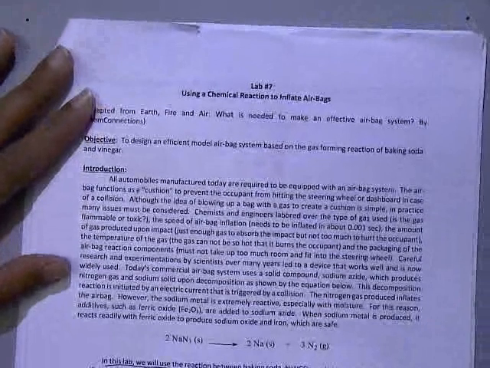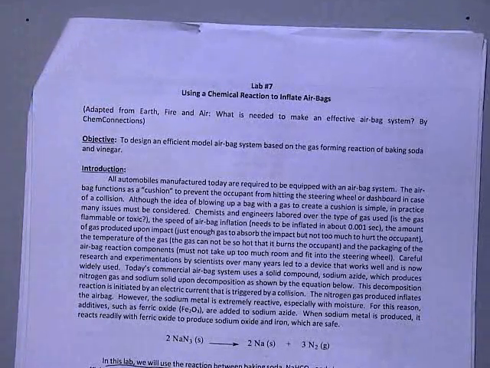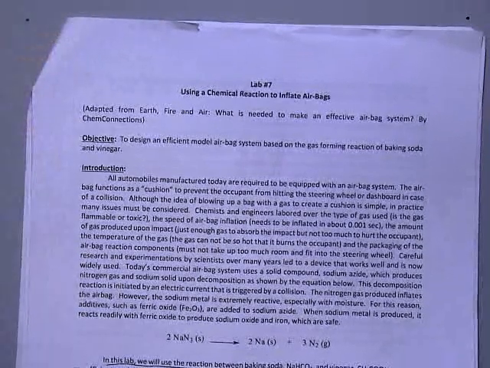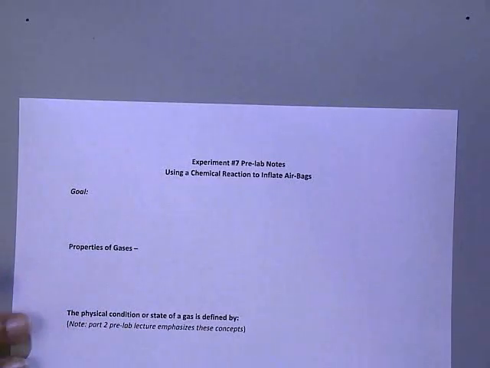In this lab we're using a chemical reaction to inflate airbags. The purpose of this lab is to really understand how an airbag system works, but more so to use stoichiometry, percent yield, and our newest concept, which is called the ideal gas law, to find amounts that are needed to conduct this experiment. So let's go ahead and start our pre-lab lecture.